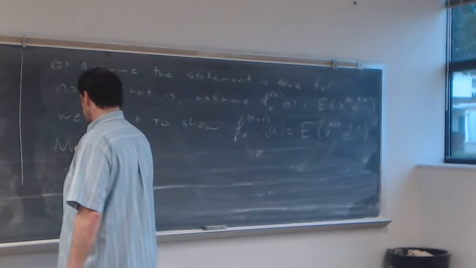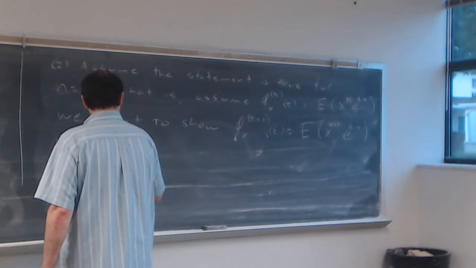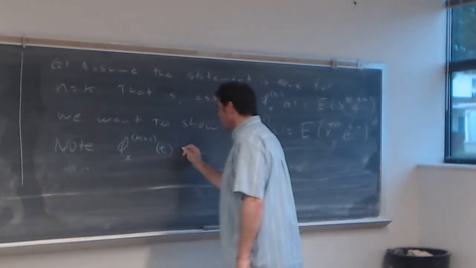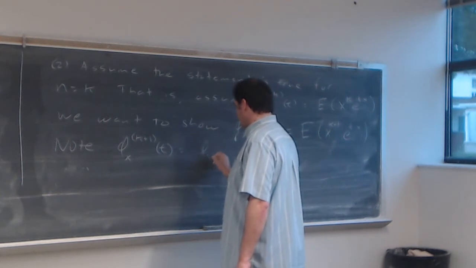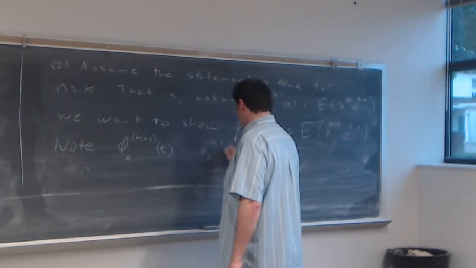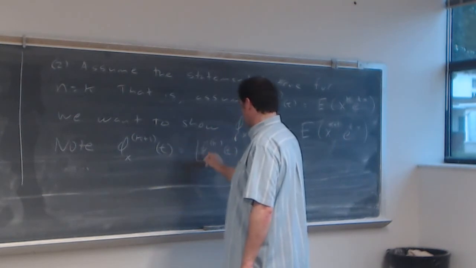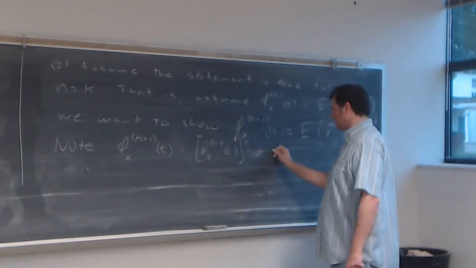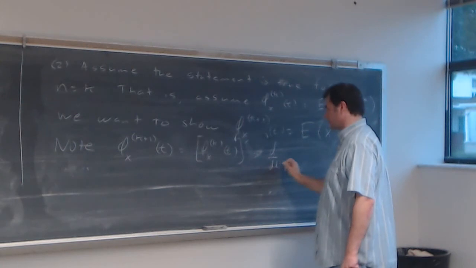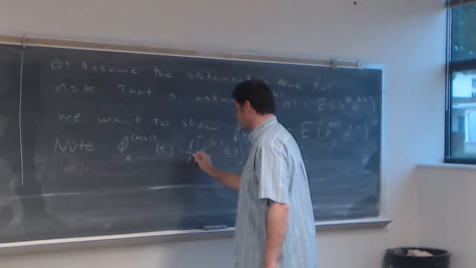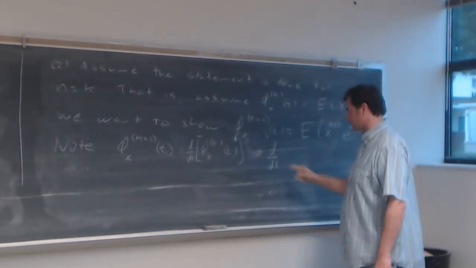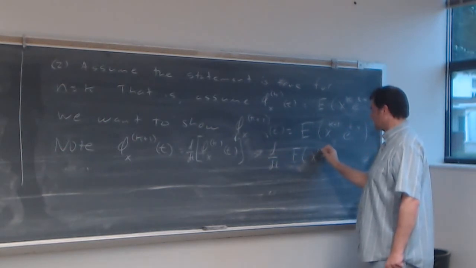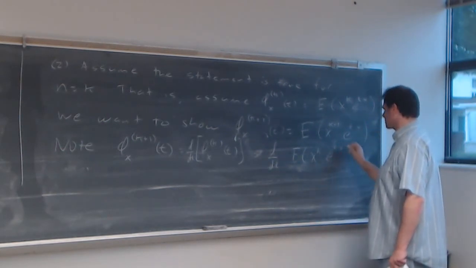Well, note the k plus 1 derivative of the moment generating function at t is equal to the kth derivative of the moment generating function, and I want to take its derivative. By the assumption, that's equal to the derivative with respect to t of the kth derivative of the moment generating function. Well, that's the derivative with respect to t of the expected value, by assumption, of X raised to k times e to the tX.